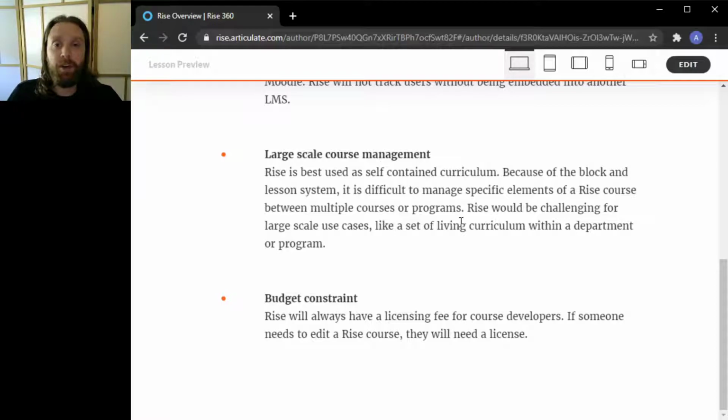Now, in the last video, I'm going to talk about the review capabilities of Rise and the exporting capabilities of Rise. So our first video was pros, this video was cons, and our last video is going to be all about exporting features. Thanks very much for joining. I hope this made your choice easier.